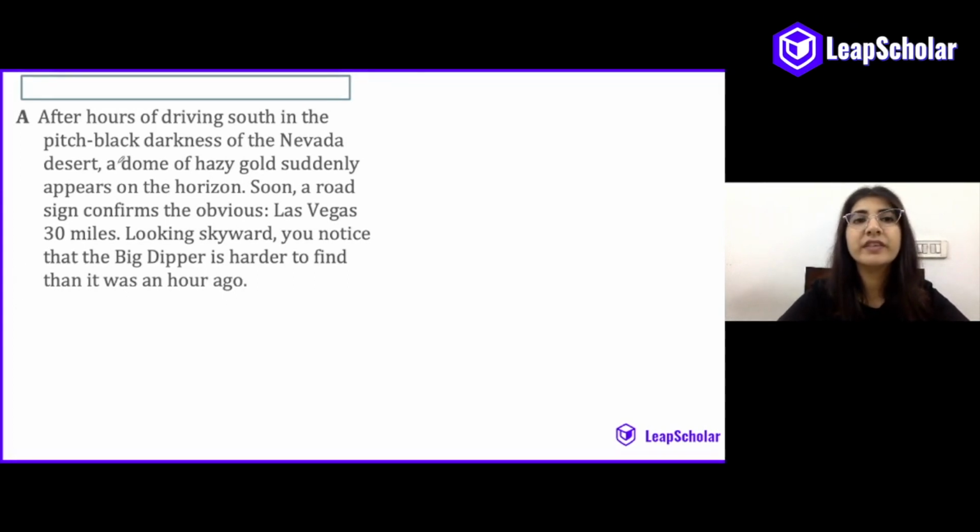After hours of driving south in the pitch black darkness of the Nevada desert, a dome of hazy gold suddenly appears on the horizon. Soon a road sign confirms the obvious: Las Vegas 30 miles. Looking skyward, you notice that the Big Dipper is harder to find than it was an hour ago. So the first thing that I'm going to do is I'm only going to take the first 2 sentences, which are from here till here. So this is what I need to focus on.